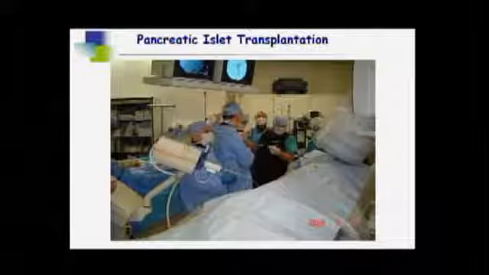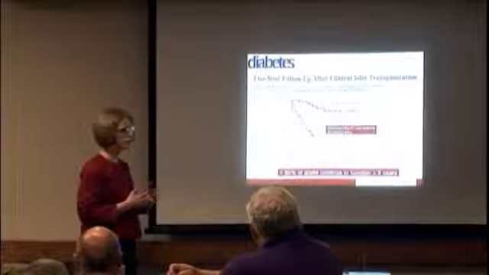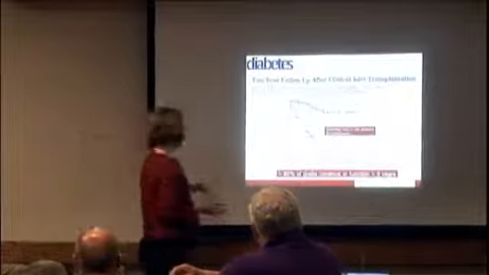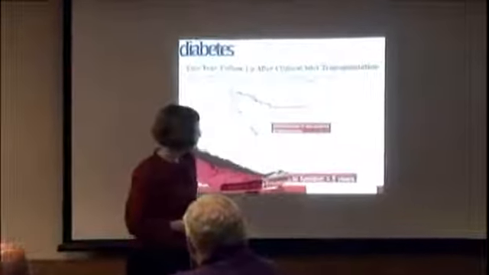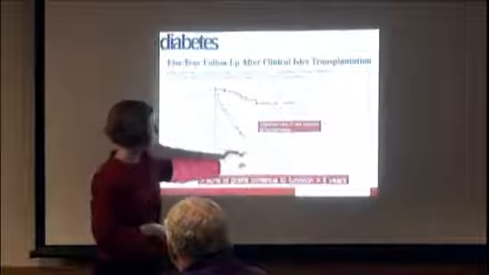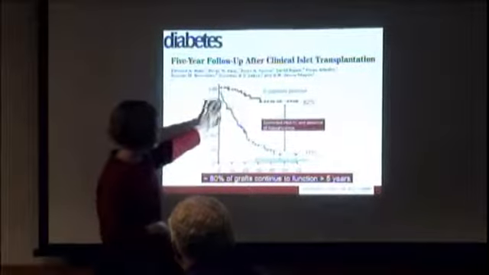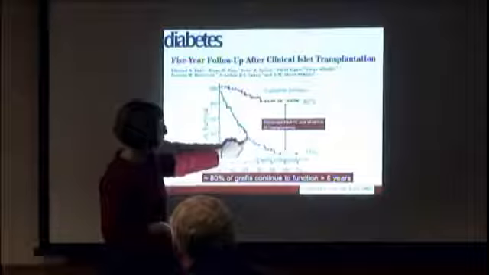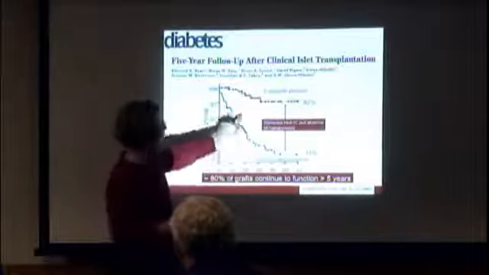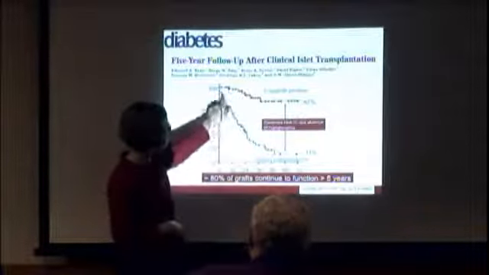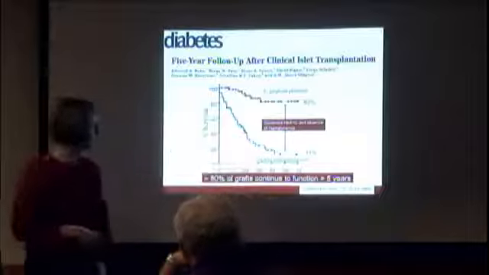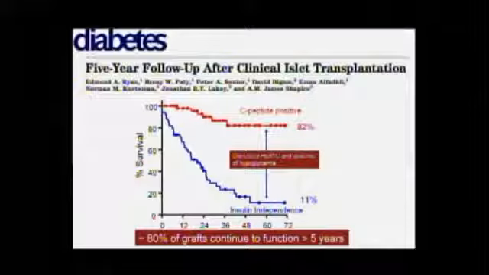Unfortunately, though, so far, the use of this therapy has been a little disappointing. This is over time. These are months of follow-up. This is insulin independence, so patients who've received islet transplants, and you can see that over time, pretty quickly, they're not insulin independent. You can still measure some insulin in their blood, but it's not enough to keep them from having to inject insulin. Is that a rejection phenomenon?